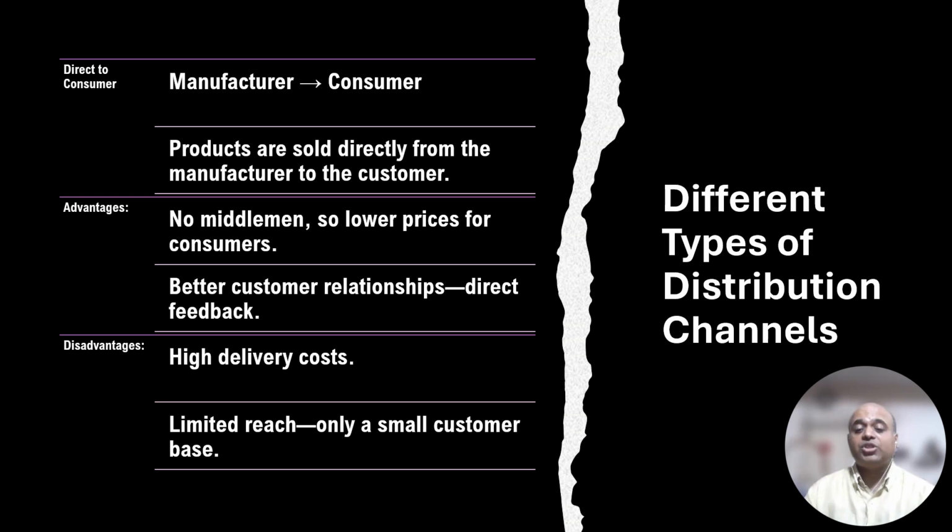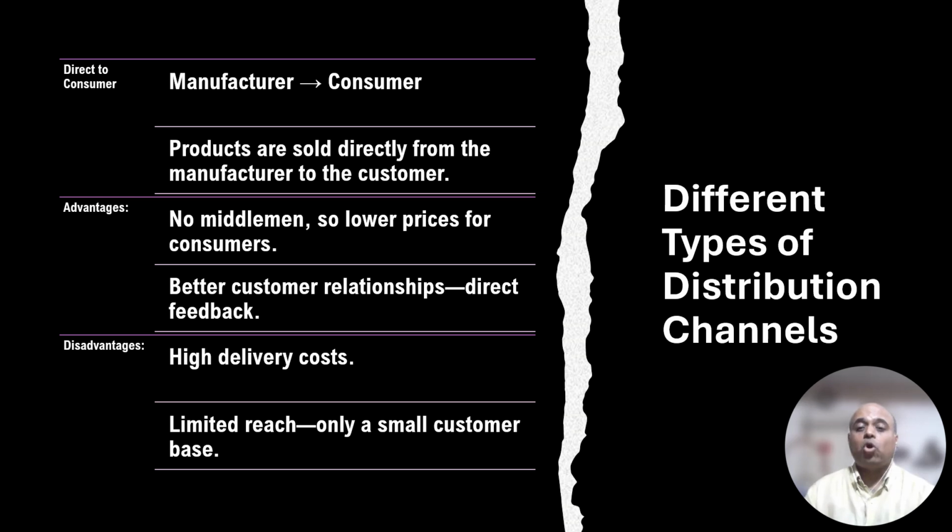Disadvantages: high delivery costs. Because the manufacturer delivers it themselves, they have to bear all the costs which they may not be specialized in, and therefore that adds to their delivery cost. Second, limited reach. They may not be able to reach too many customers. Why? Because they are focusing on manufacturing as well as transportation. They are not specialized and therefore they will be able to reach only a small customer base.